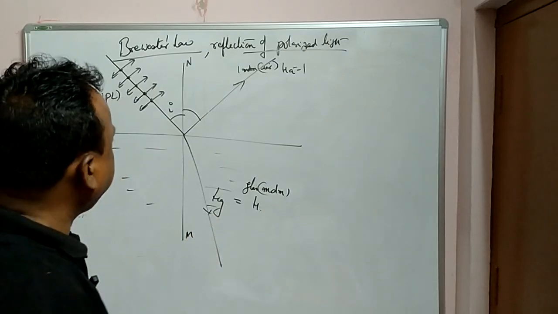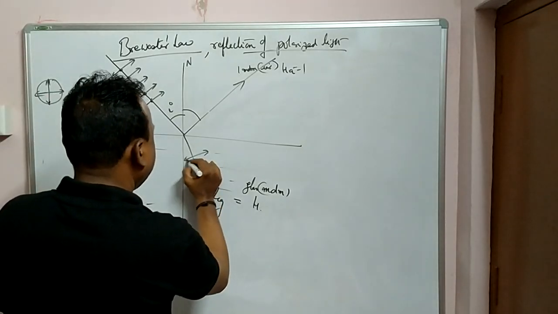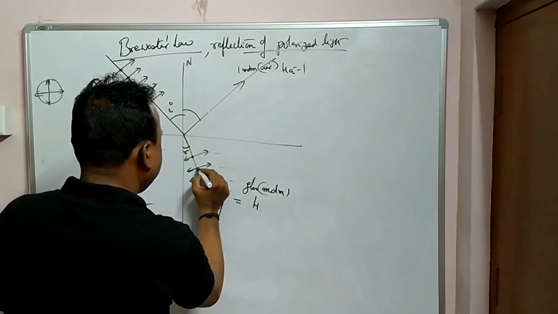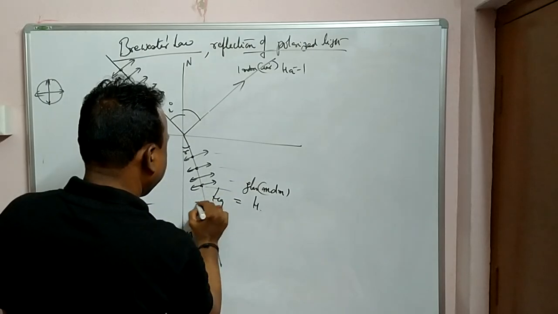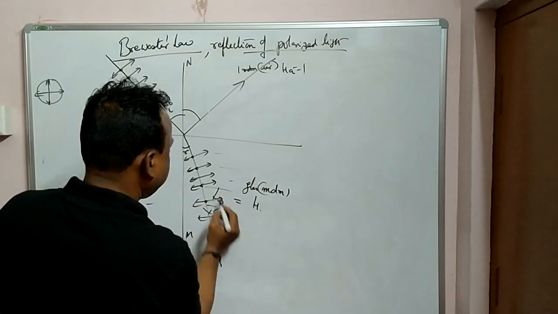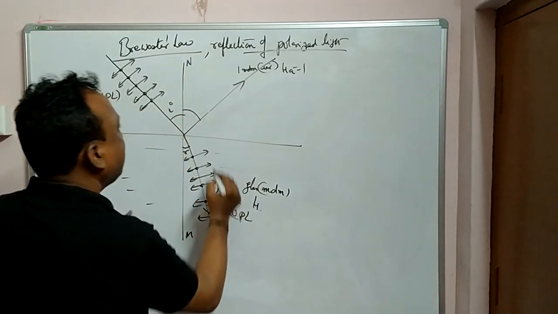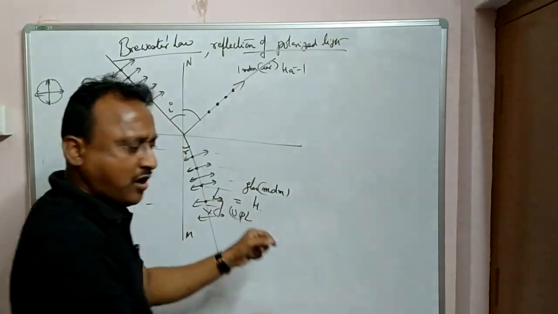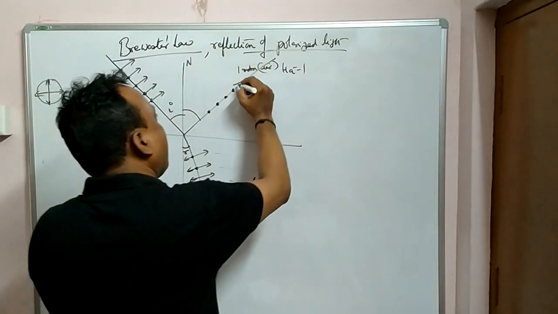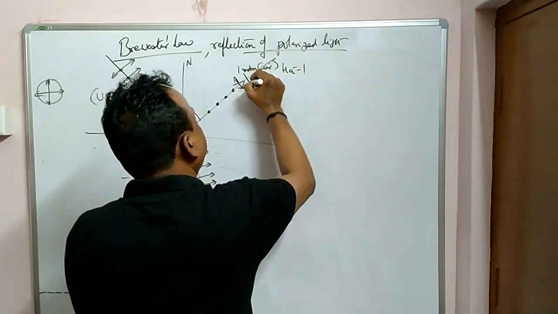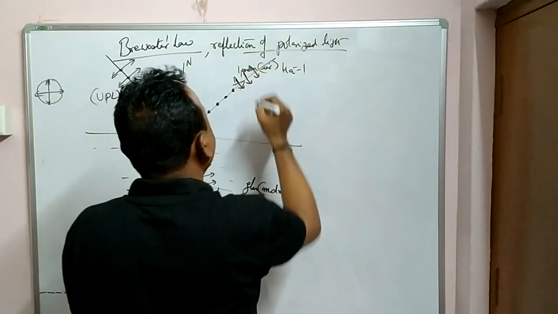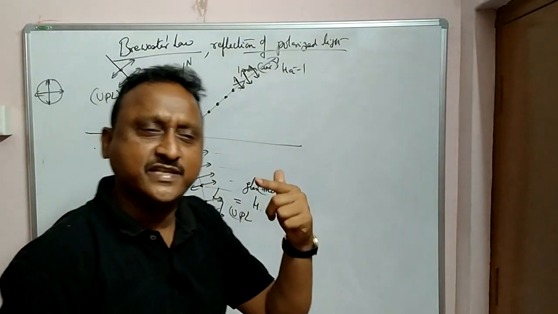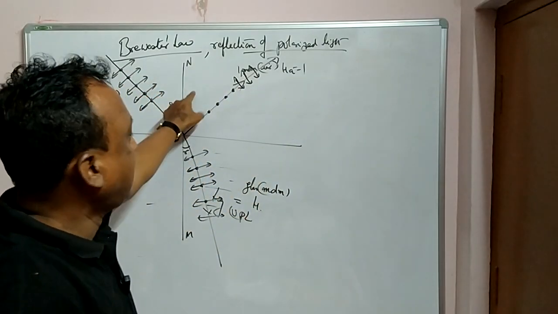Now here what is happening is, this is the refracted light ray, still it is UPL, unpolarized light. And some light rays go in this fashion. Only horizontal electric field vector is there, and somewhat vertical is also present. It is reflected.